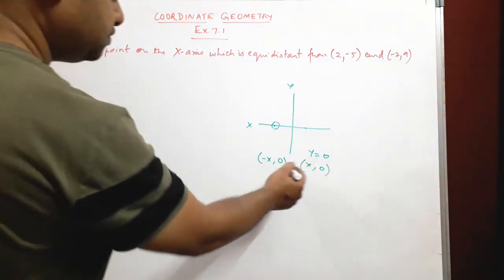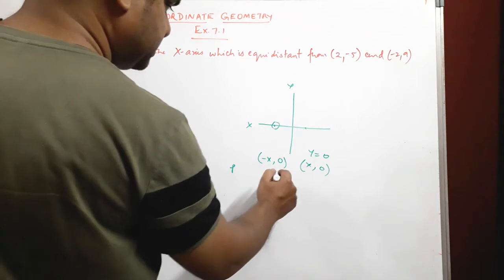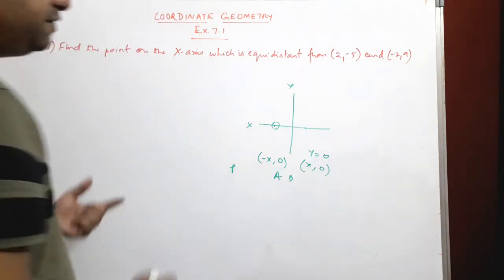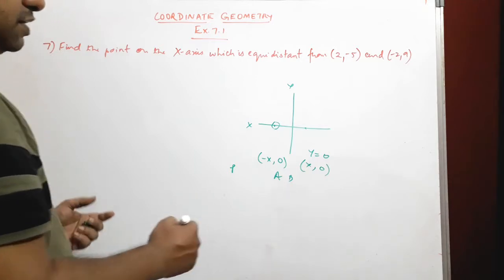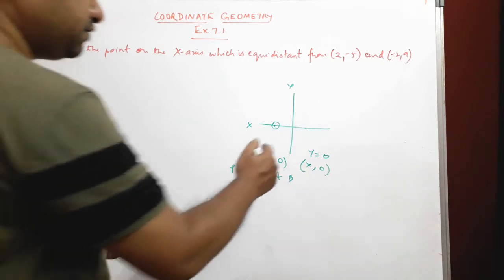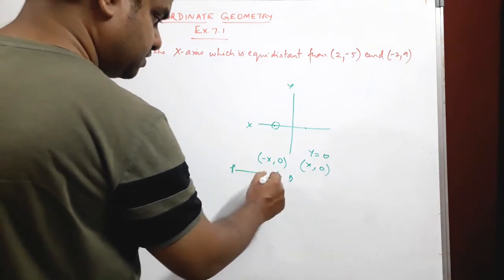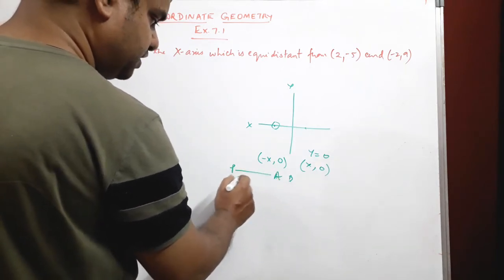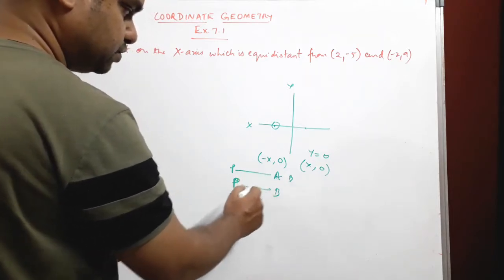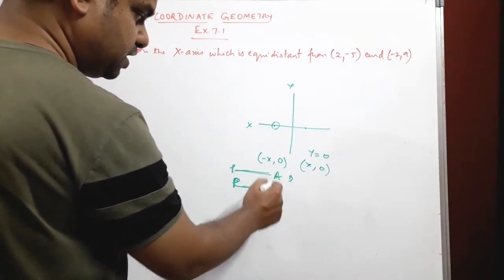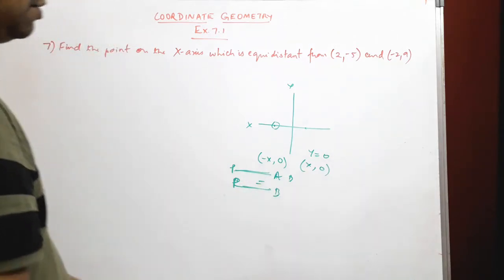So if we assume this point to be, let's say, P, and those other 2 points as A and B, and we say that we have to find the point which is equidistant. Equidistant means having equal distance from this point and this point. That means we need to find PA and we need to find PB, and the distance between these two is going to be equal to each other. So PA will be equal to PB.